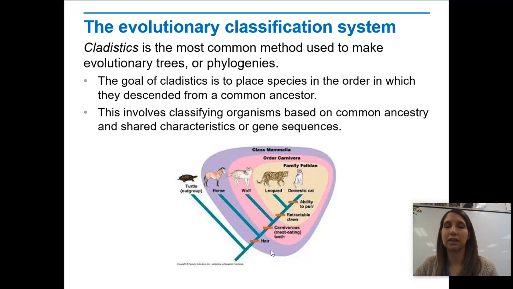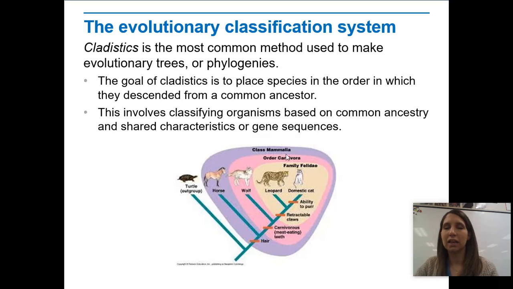Right? So they all fit into class Mammalia. Turtles do not. So turtles are called the outgroup here because they don't fit within that major category. But everything else, horses, wolves, leopards, and cats all have hair. They all fit into Linnaeus's class Mammalia.